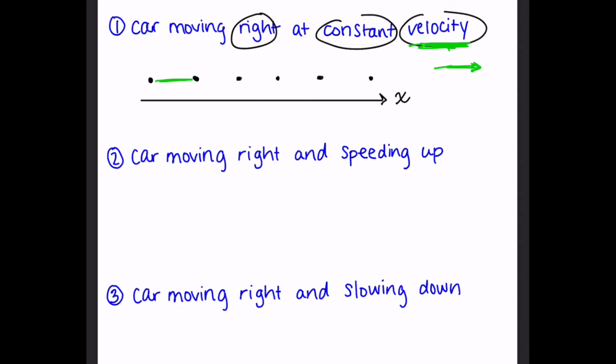But where should our arrowhead be? This car is moving right. This is in the positive direction of motion. So we're going to put our arrowhead pointing towards the right. And now, this is our motion diagram for the first scenario.